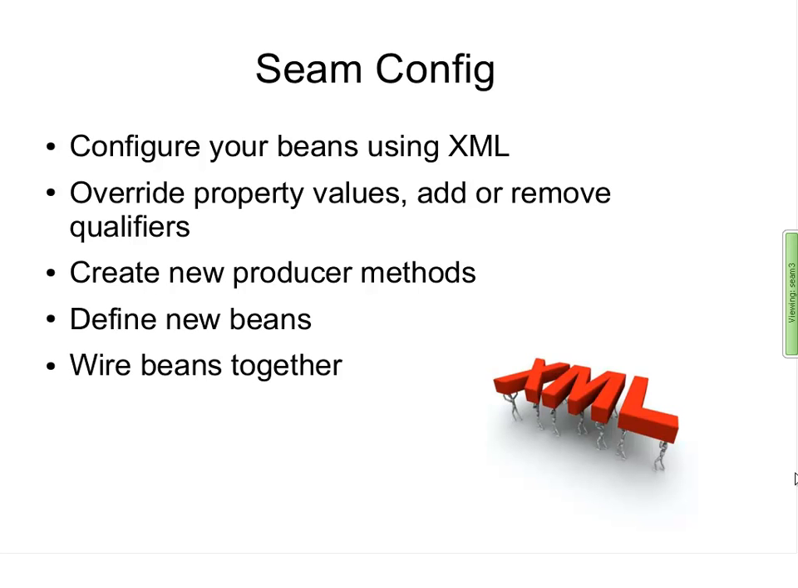With SEAM Config, we have quite a lot of control over our beans. For starters, we can use it to set property values. But beyond that, what I think is one of the coolest features is being able to actually mess around with the beans' metadata. What we can do is add or remove qualifiers, create new producer methods or fields, or even define a whole new set of beans, each with their own property values. We can also use it to wire beans together.